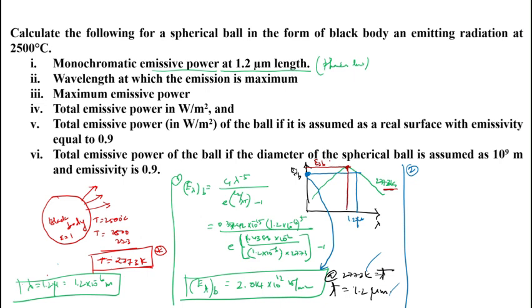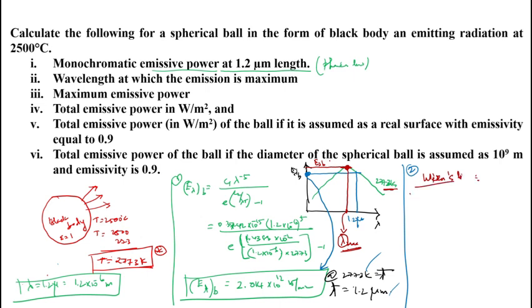Then the corresponding wavelength we call lambda max. It is not a maximum wavelength; it is the wavelength at which the maximum emissive power is obtained. That is called lambda max. Don't get confused with it. It is the lambda at which we get the maximum emissive power. So we are going to find it at that temperature. Now we are using Wien's displacement law, or Wien's law.